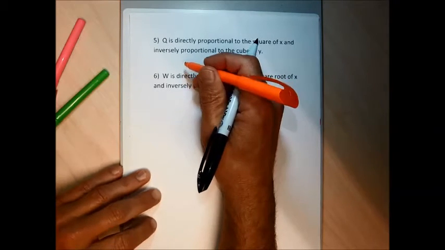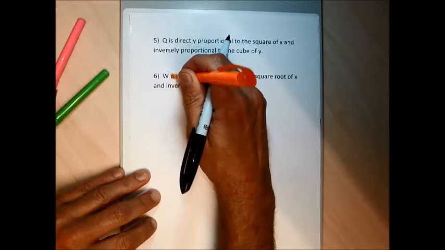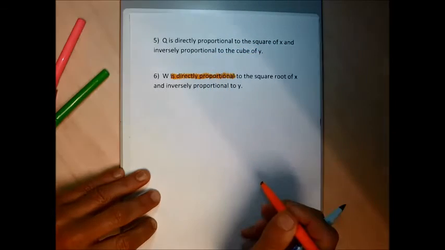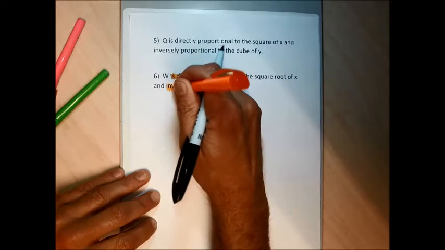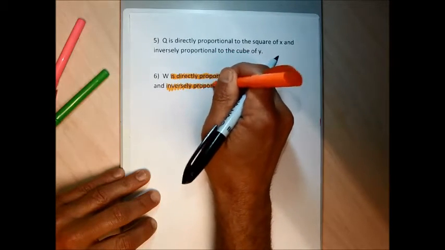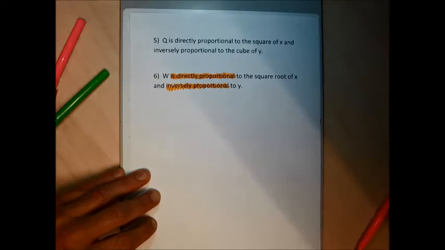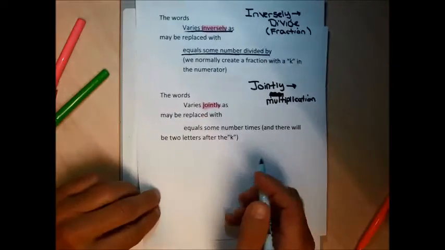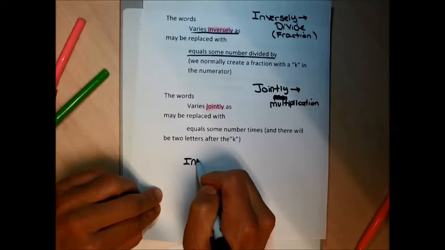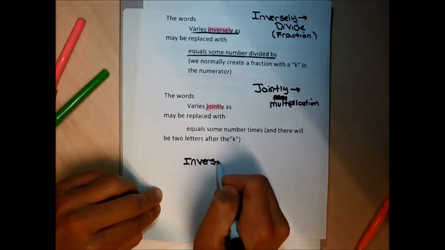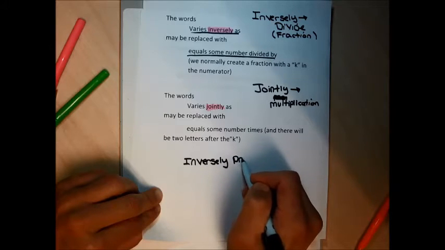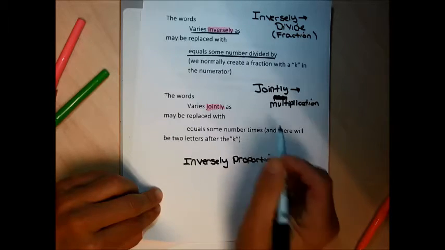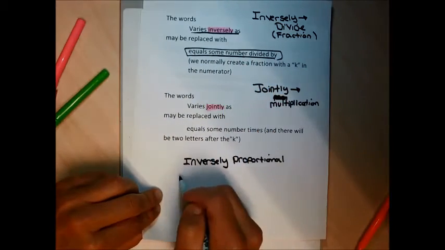So number 6, the first thing I notice is it has the words directly in it, which is fine. I mentioned that already. But it also has the words inversely proportional. And I didn't quite mention the words inversely proportional. I used the words varies inversely on this sheet. I probably should have said inversely proportional, those words can also be replaced with the words equals some number divided by.